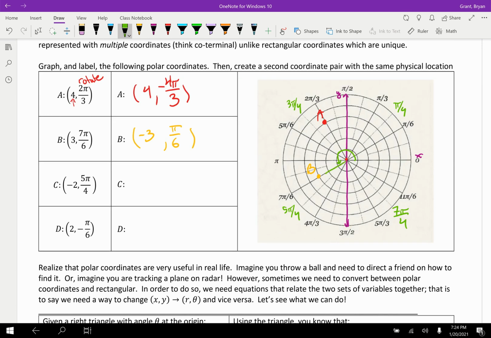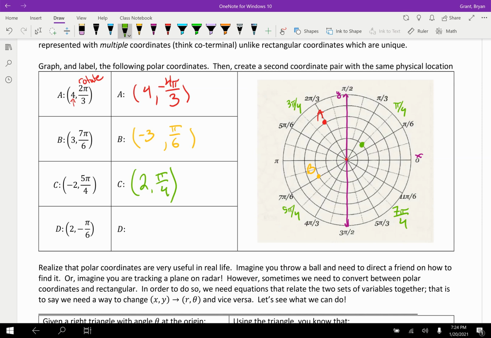But instead of our r value going out in the direction of 5 pi over 4, because r is negative 2, we're going to go out 1, 2 in the opposite direction and end up on pi over 4. And I imagine you can find a similar coordinate there, right? It's a pretty quick one.